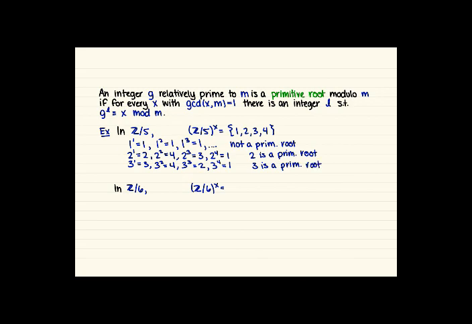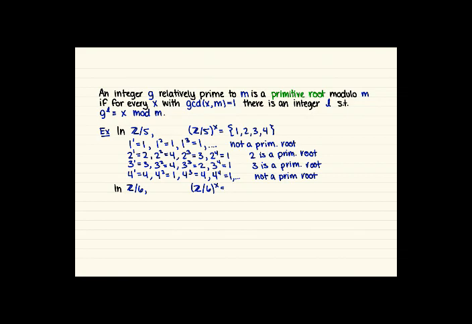And finally, looking at 4, 4 to the 1 is 4, 4 squared is 16, which is 1. 4 cubed, we can do 1 times 4, so we get 4. 4 to the 4th, we do 4 times 4 and get 1 again, and we're just going to keep alternating back and forth between 1 and 4, so we never get 2 or 3. So 4 is not a primitive root, mod 5.